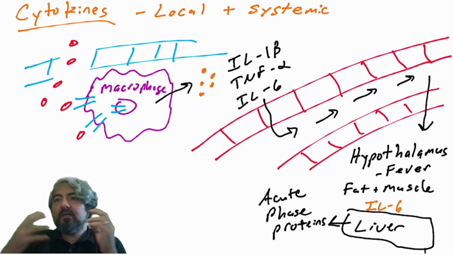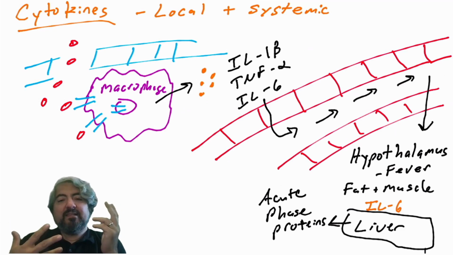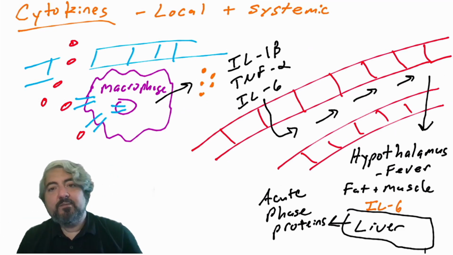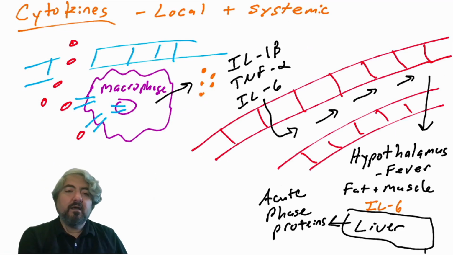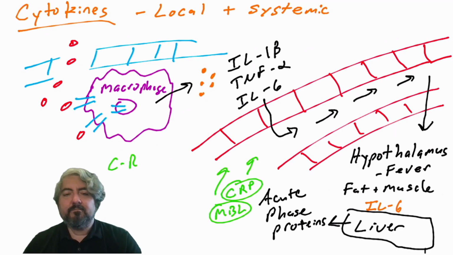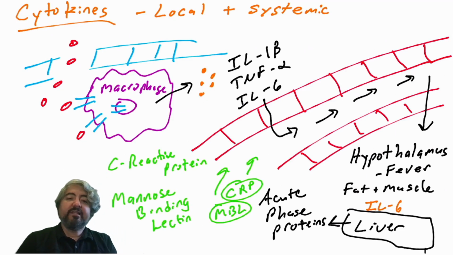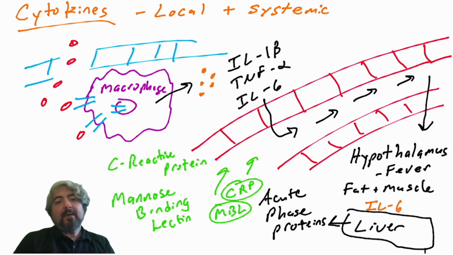So acute phase proteins, we've got an acute infection. We got to get rid of this infection. Let's make these proteins, and hopefully these proteins are going to contribute to getting rid of the pathogen. So we're going to learn about a couple of acute phase proteins, two of which are called CRP and MBL. So CRP stands for C-reactive protein. MBL stands for mannose-binding lectin.